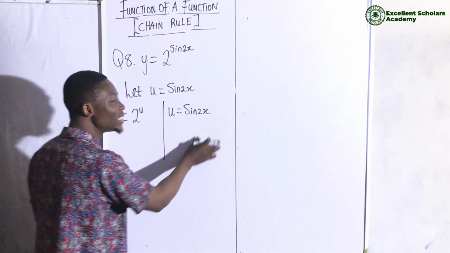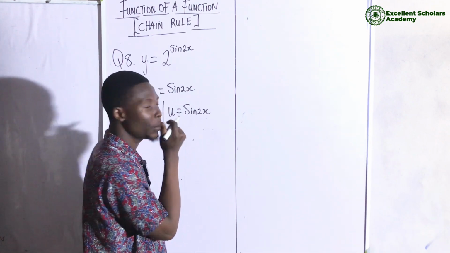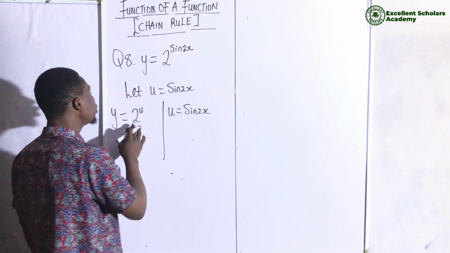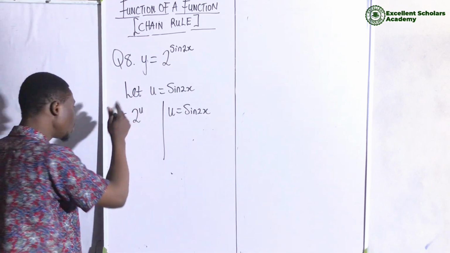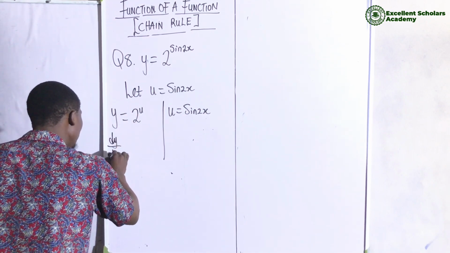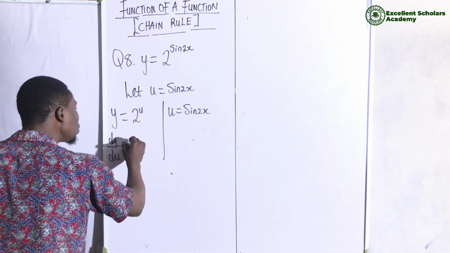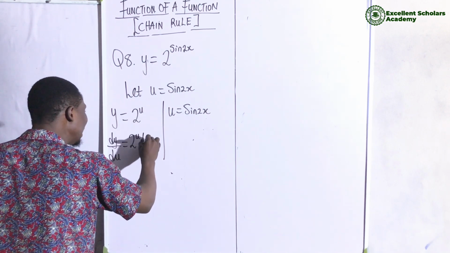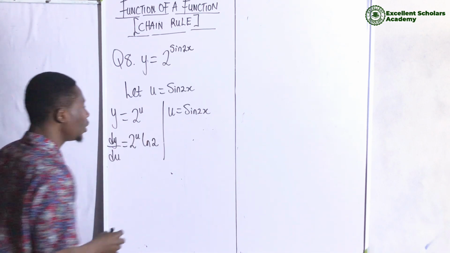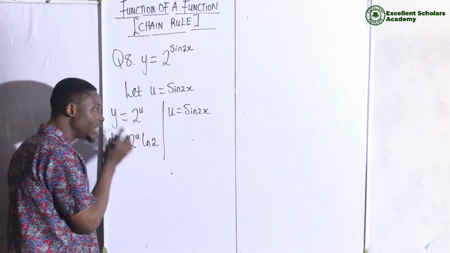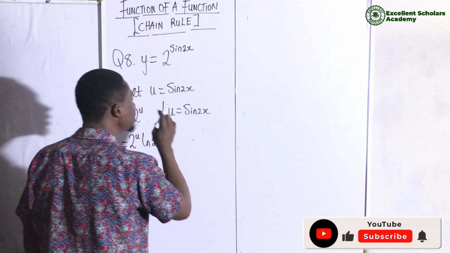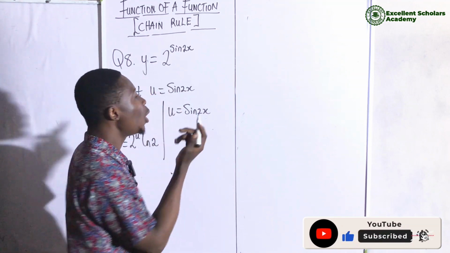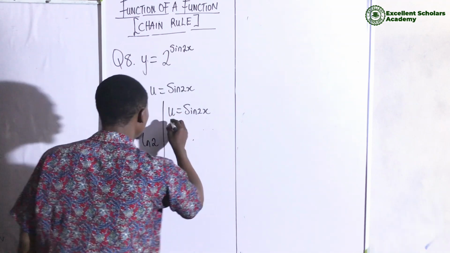So now we'll differentiate this side and differentiate this side. If you differentiate a constant to a variable, something like 2 to the power of u, dy du is going to be equal to 2 to the power of u, then ln 2. Now we're going to differentiate this. This can be differentiated by the same chain rule we are into. But because of our time, I'm going to differentiate it.